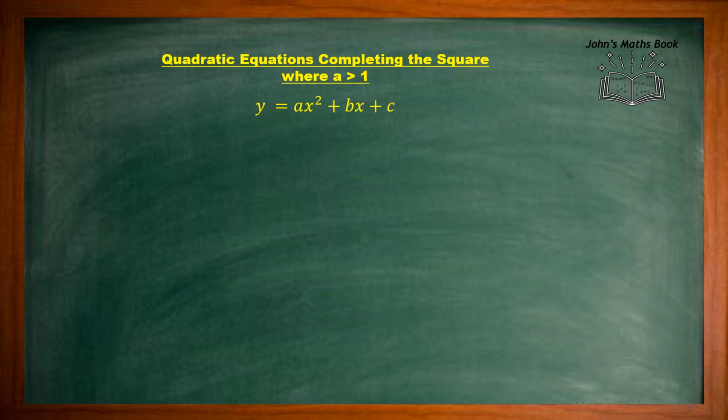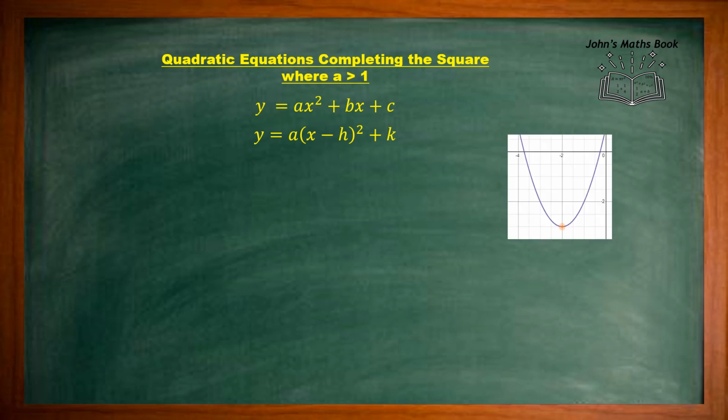A quadratic equation in its standard form is y is equal to ax squared plus bx plus c. To complete the square, we need to convert it to the form y is equal to a multiplied by (x minus h) all squared plus k. h and k in this case are the coordinates of the vertex of the parabola defined by the quadratic equation.